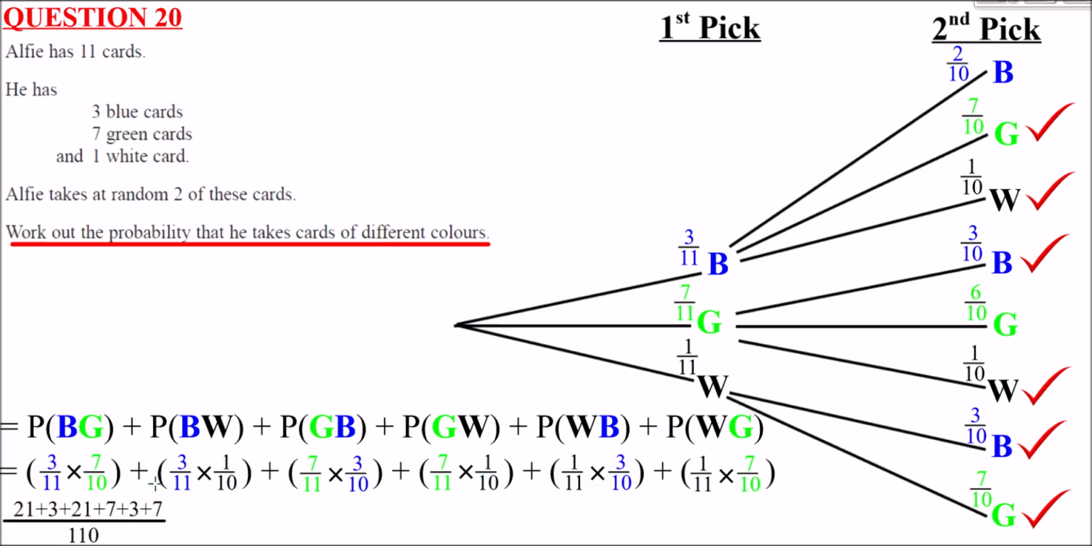So calculating all the denominators as being 110, the numerators: 3 times 7 is 21, 3 times 1 is 3, that becomes 21, 7 times 1 is 7, 1 times 3 is 3, 1 times 7 is 7. Total up 21, 3, 21, 7, 3 and 7 gives you a total of 62. Therefore, the overall combined probability that he takes cards of different colours, using these 6 different combinations added together and simplified, would be 62 out of 110.